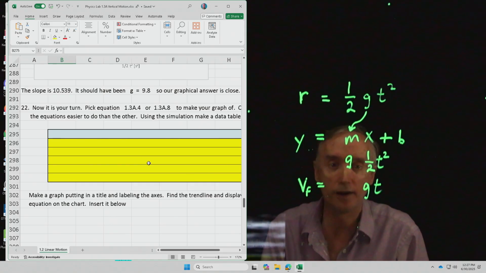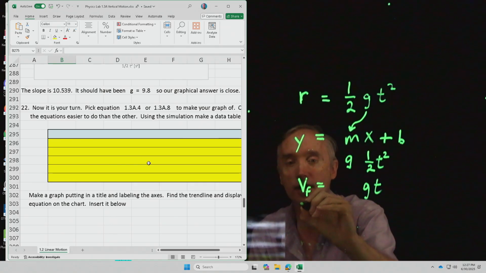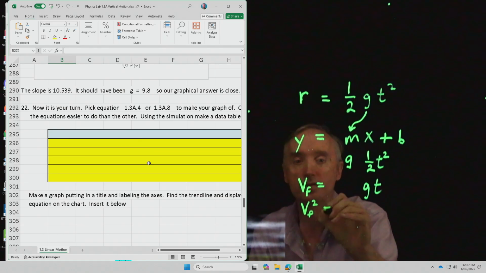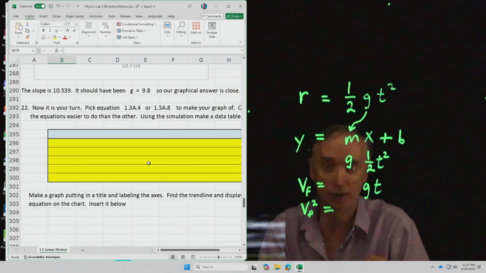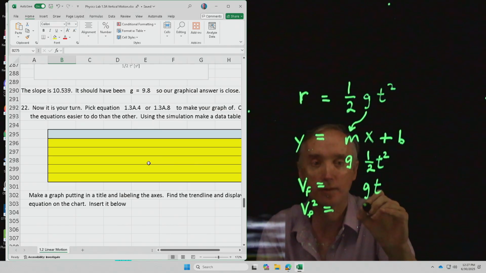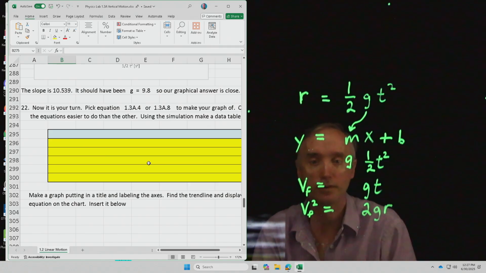Or you could graph the hybrid. So the hybrid is going to be v squared is going to be equal to, again, the initial velocity is 0, so you don't need to worry about it, but you do have that 2g and then r.